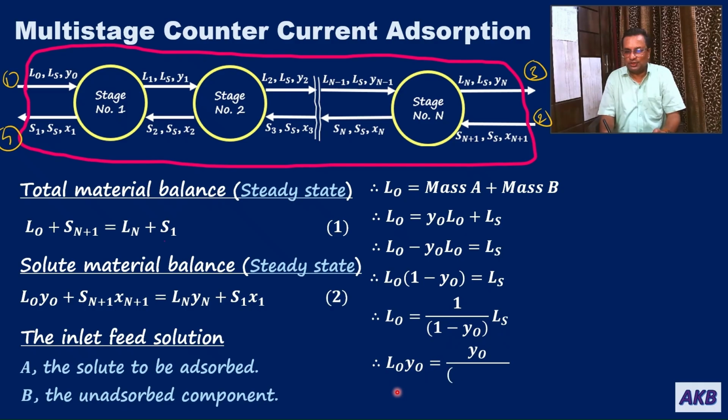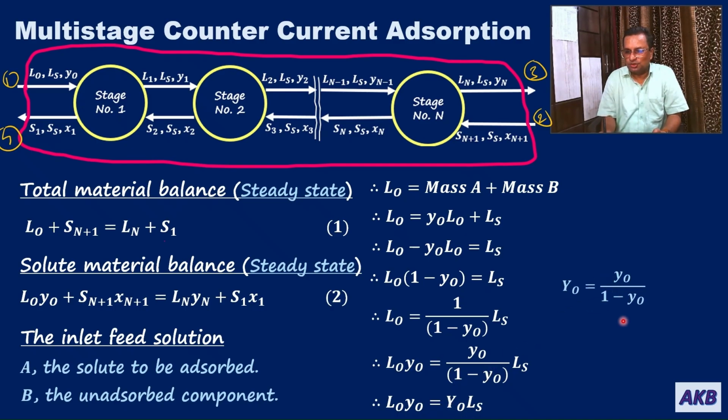And then I will multiply with y0 on both sides. So it will be L0 into small y0 is equal to small y0 upon 1 minus small y0 into Ls. And then I can write the equation as L0 into small y0 is equal to capital Y0 into Ls, where capital Y0 is nothing but small y0 upon 1 minus y0. So this is the weight fraction of the solute on a solute-free basis in the inlet liquid solution. So capital Y0 is basically a weight ratio, you can say.